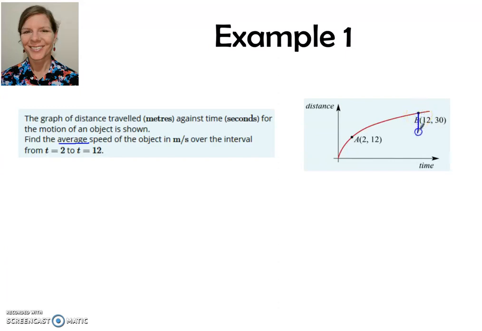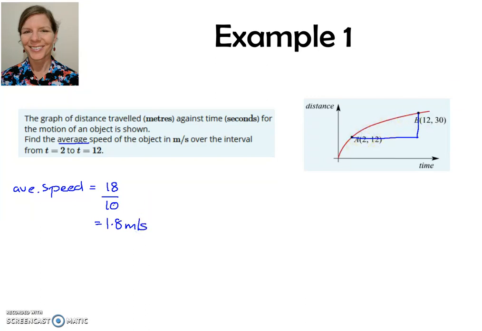So exactly the same thing, we're looking at rise over run. The average speed is going to be the change in the distance. Now it was 30 up here and 12 here, so that leaves me with 18. And the change in the time: 12 seconds here, 2 seconds here, that means there's 10 in between. So it's 1.8 meters per second.